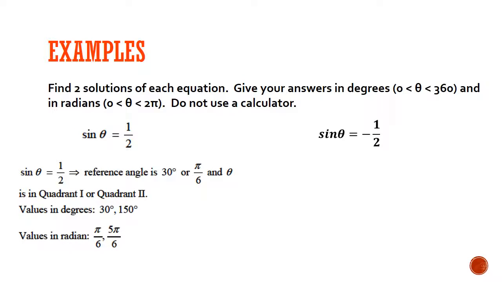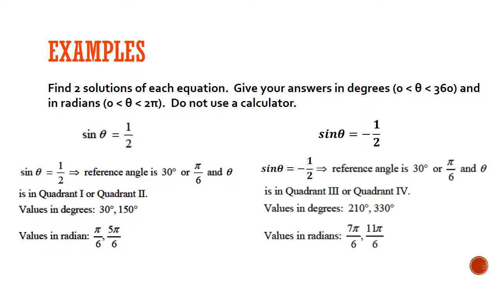Sine of 1/2, the reference angle for that is 30 degrees, or pi/6. Since it's positive, it must be in quadrant 1 and 2. So 30 degrees and pi/6 is one answer. In quadrant 2, that would be a 150 degree angle, or 5 pi/6. For sine of negative 1/2, it's going to be the same reference angle, but this time in quadrants 3 or 4. In degrees, in quadrant 3, it would be 210, in quadrant 4, 330, and our values in radians would be 7 pi/6 and 11 pi/6.